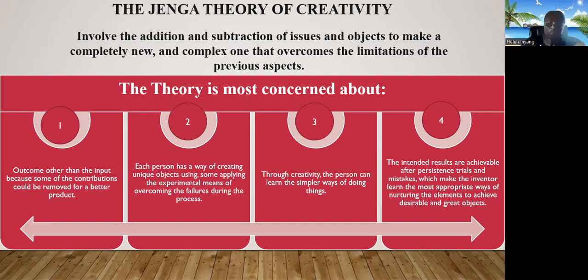They are most concerned that each person has a way of creating unique objects by applying experimental means of overcoming failure during the process. Through creativity, the person can learn the simplest way of doing things. The fourth one is that the intended results are achievable after persistent trials and mistakes, which make the inventor learn the most appropriate way of nurturing the elements to achieve desirable and great objectives. That's all about the Jungian theories.